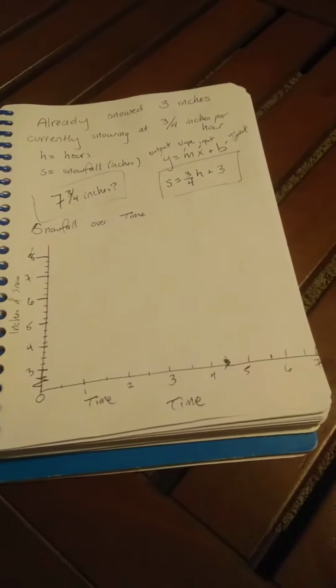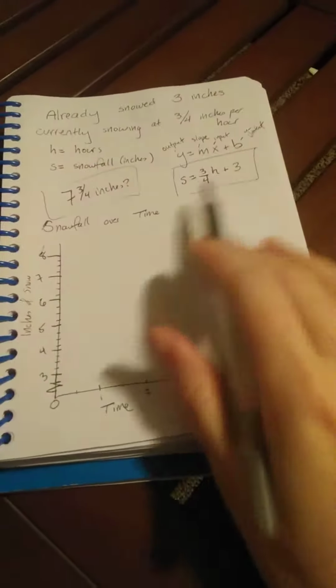One way would be a graph. So if we graph this, we start with our B, our beginning, our y-intercept, and come over here. Notice I put a break in the graph because I didn't want to draw out all those spaces. But then I did our initial value. At the start, at 0 time, there was 3 inches of snow.